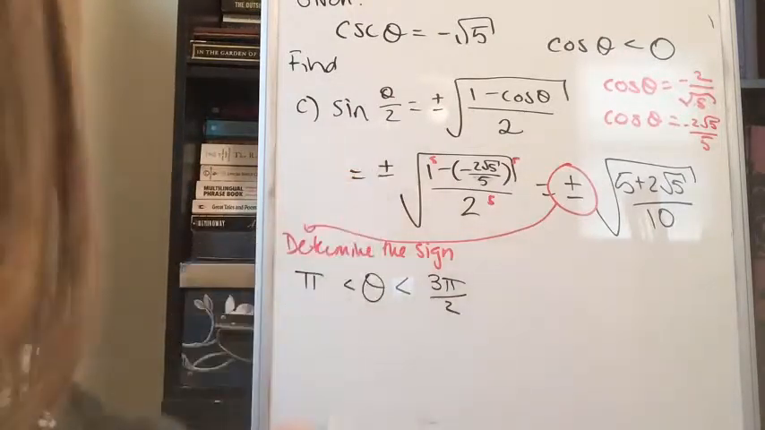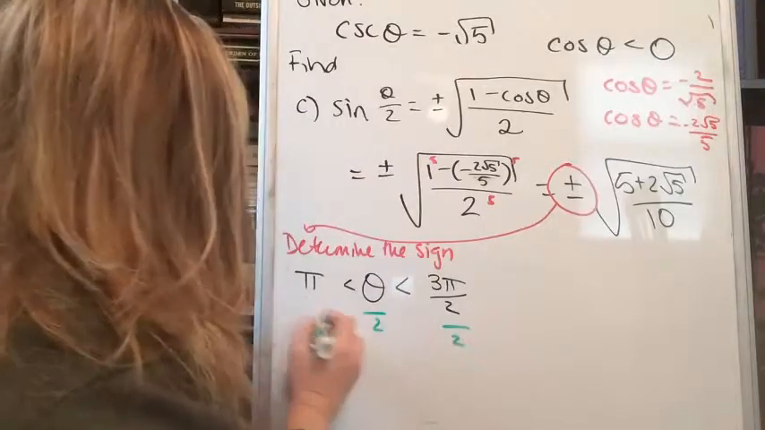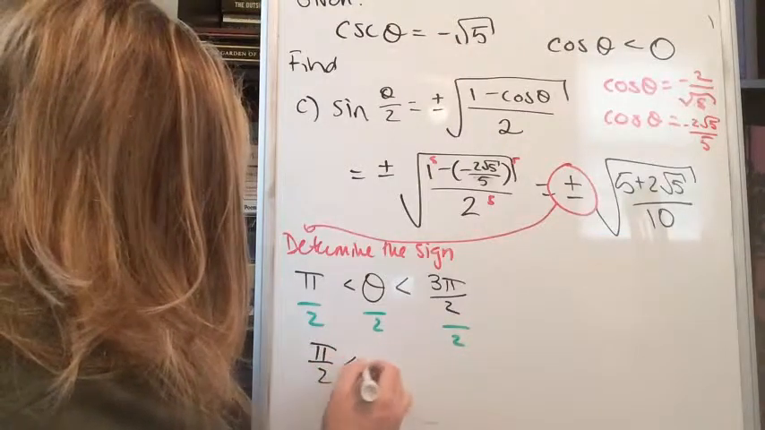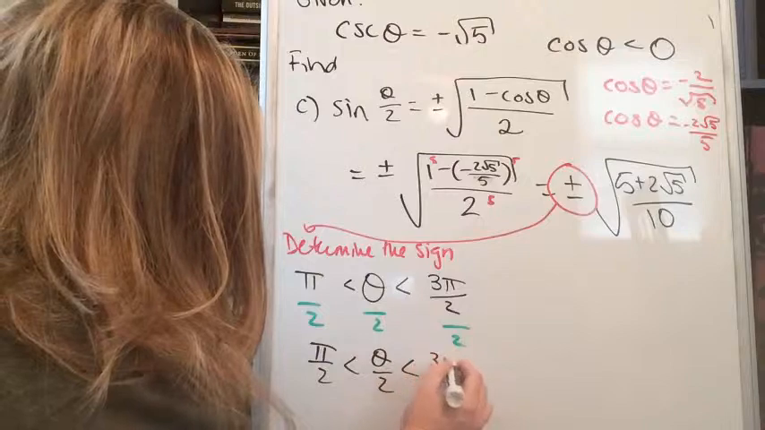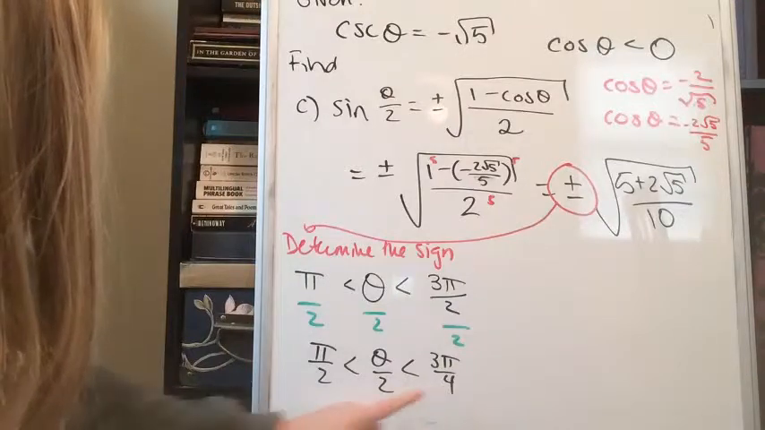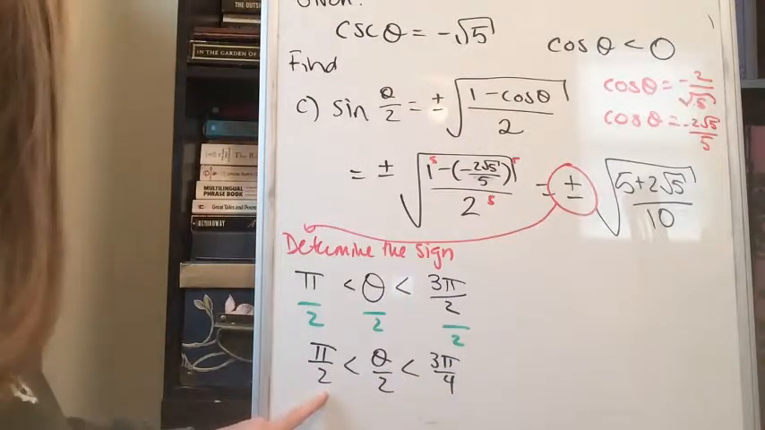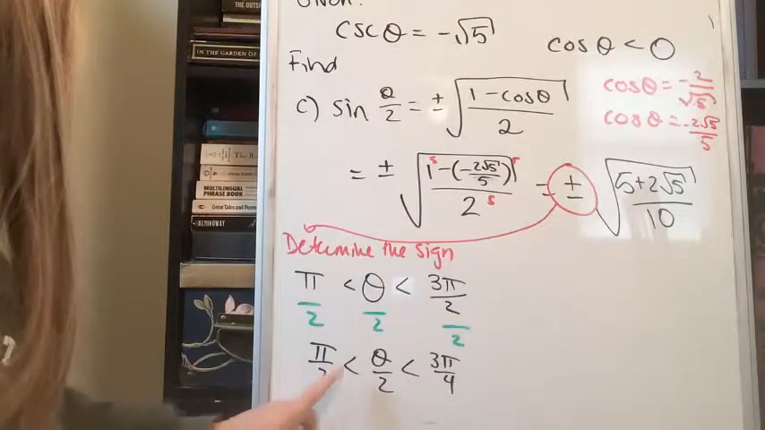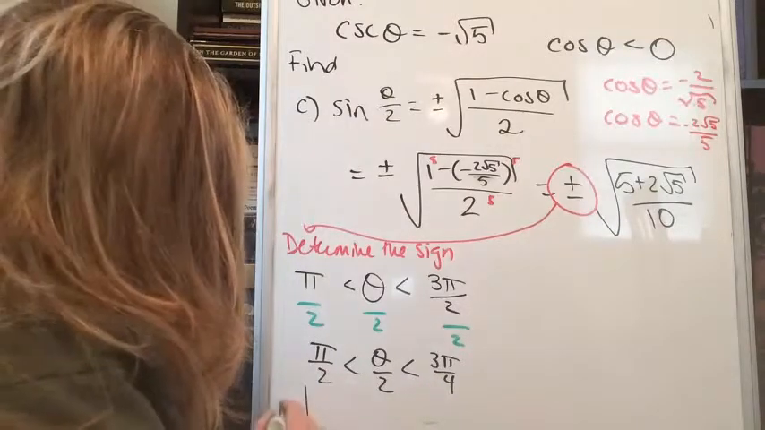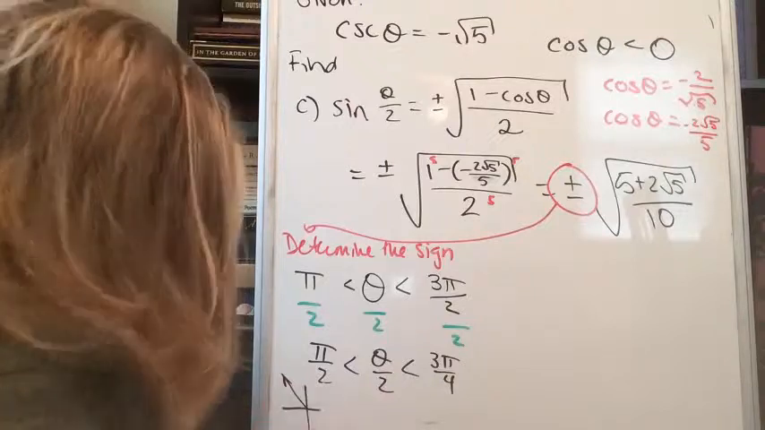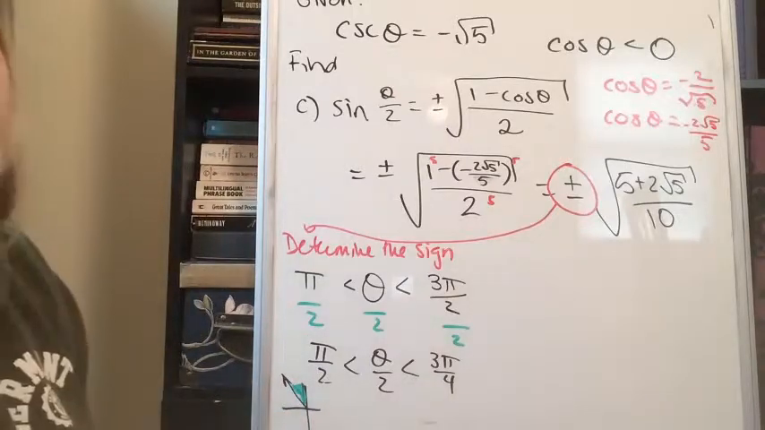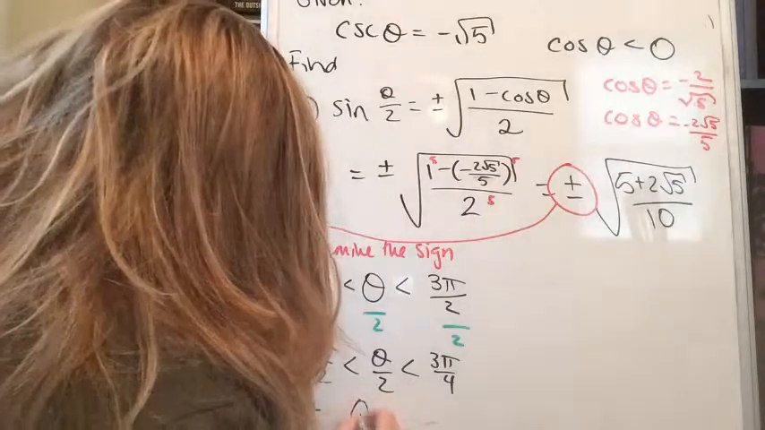We care about the sine of theta divided by 2. So I'm going to divide everything by 2 to see what quadrant theta over 2 is in. So that means theta over 2 is between pi over 2 and 3 pi over 4. What quadrant is this? It's bigger than 90 degrees, but less than 135. If you can think of the visual, there's 3 pi over 4. Theta over 2 is somewhere between 90 degrees and 3 pi over 4. So what quadrant is this? This is quadrant 2.